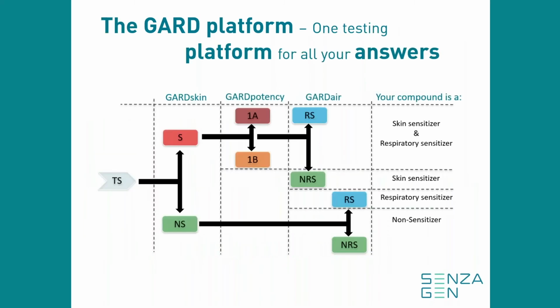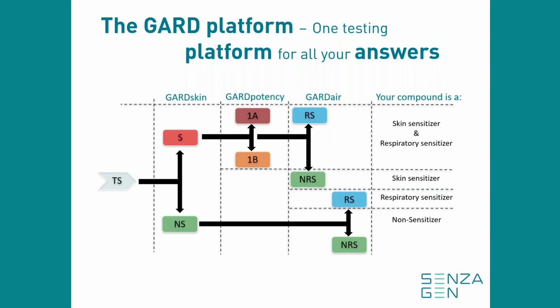Of course, all the assays that we have can be used on their own. They can be used individually to inform on a specific toxicological endpoint, but they can also be used in combination to provide a more thorough risk assessment of your compound. This slide shows how you can combine the assays in order to test if your specific compound is a non-sensitizer, a respiratory sensitizer, a skin sensitizer, or both a skin and respiratory sensitizer. And if you have identified a compound as a skin sensitizer, you can then further subclassify it as a strong or weak sensitizer in our GARD potency model.